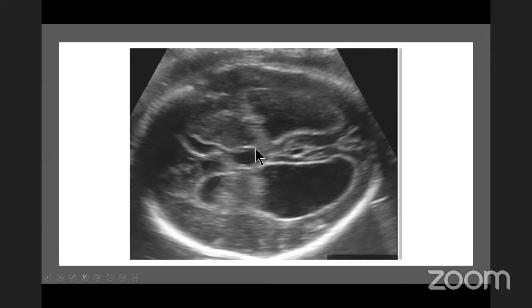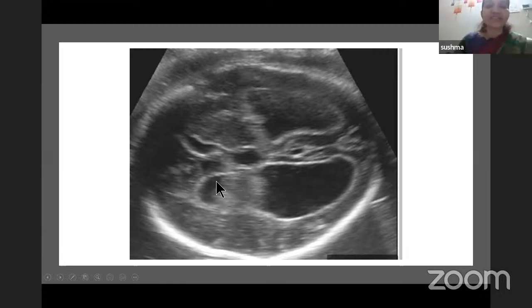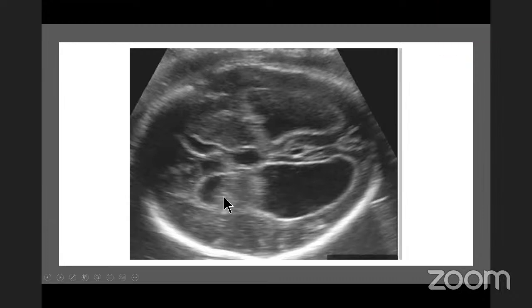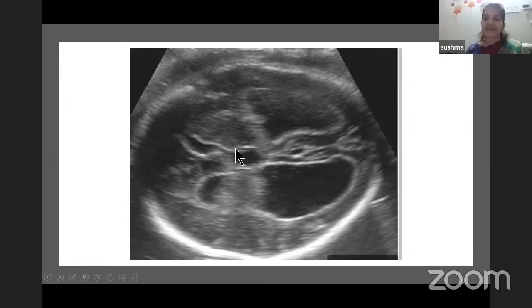Ma'am, one answer is there. Yeah, please. Tear-shaped dilated third ventricle. Yeah, tear-shaped. This is not tear-shaped, please. We'll go there. Dilated third ventricle, yeah, this is a dilated third ventricle actually.